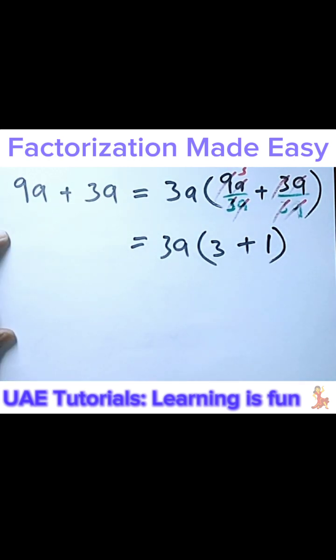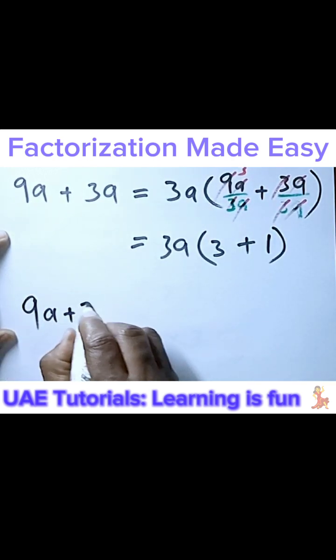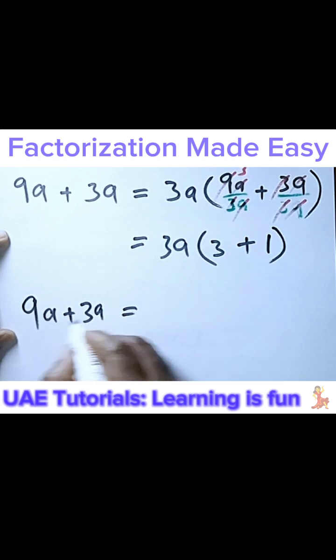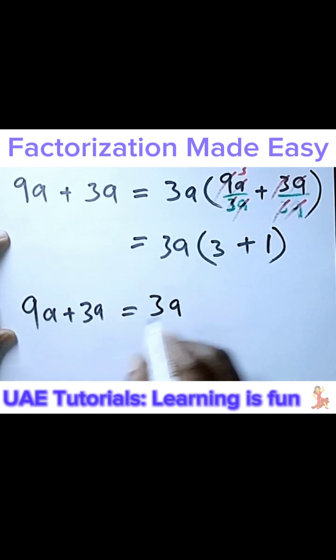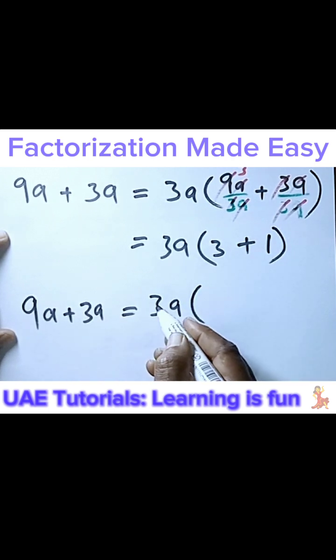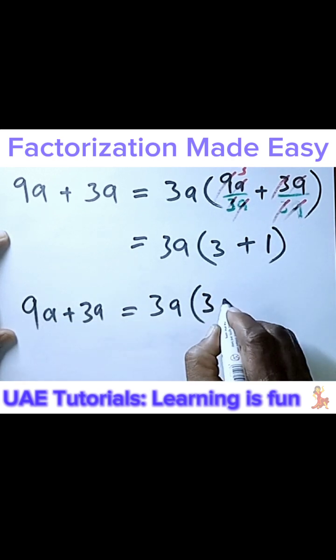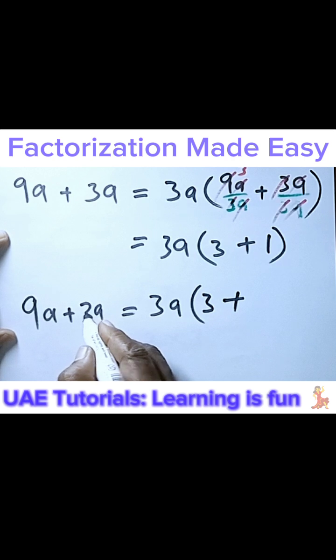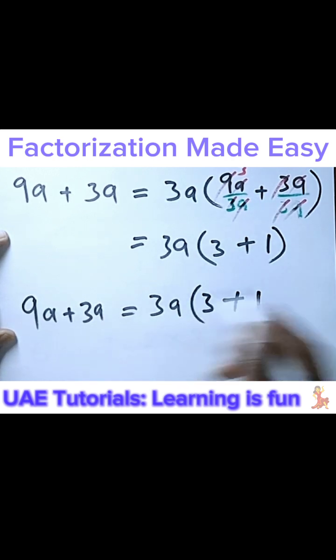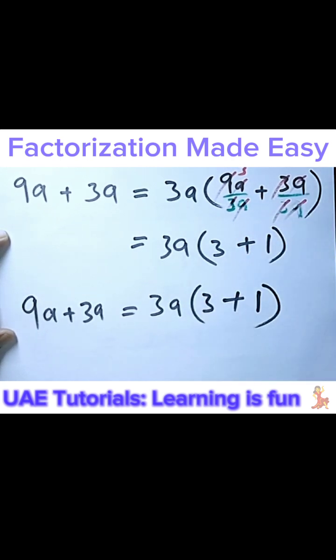But in most cases, you need to really master this technique so that when you are given something like 9a plus 3a, you quickly pick out the highest common factor of both of them and you say 3a. 3a goes into 9a, or rather 3 goes into 9. What you have left is 3. A goes into a, that will go away. 3 goes into this 3, that gives us 1, and a goes into a, the a goes. So that's how you are expected to master it, so that when you're working, you're fast about it.